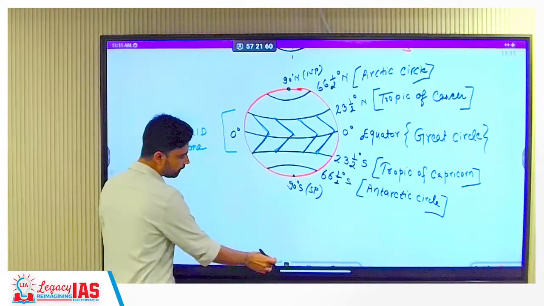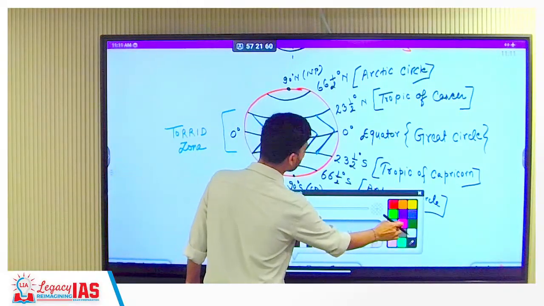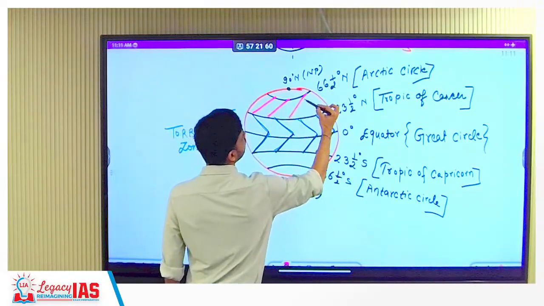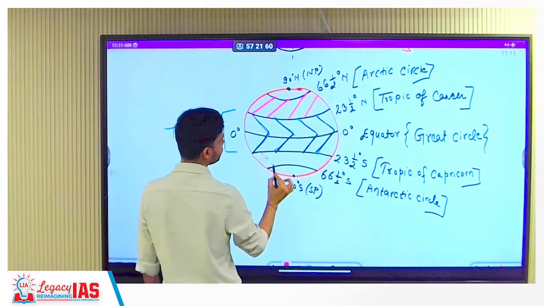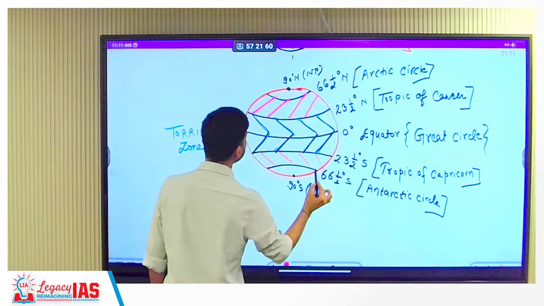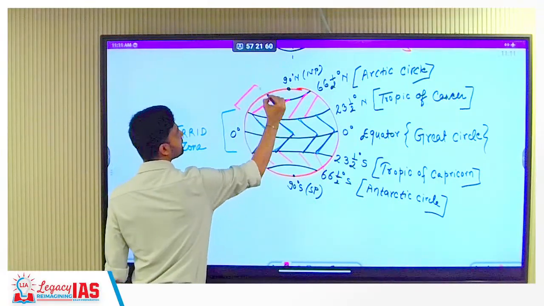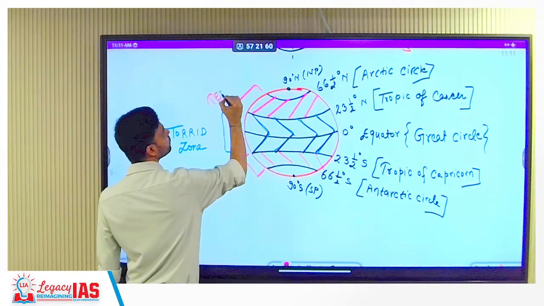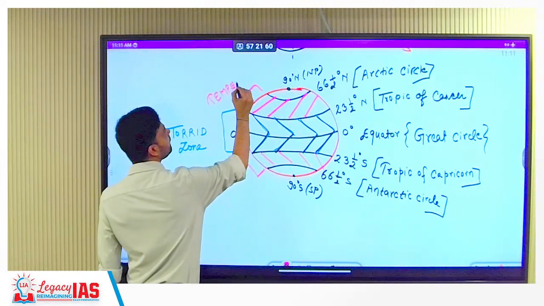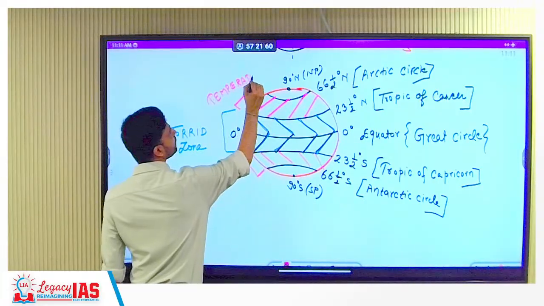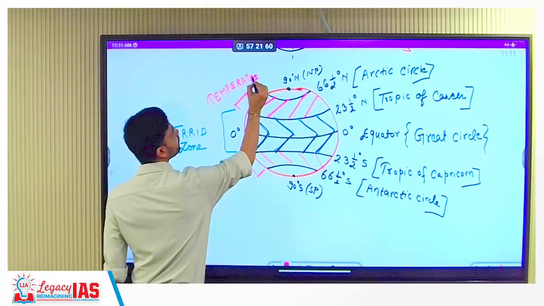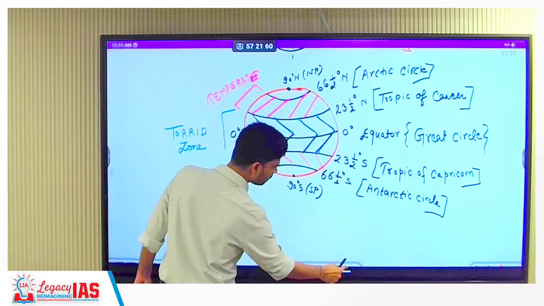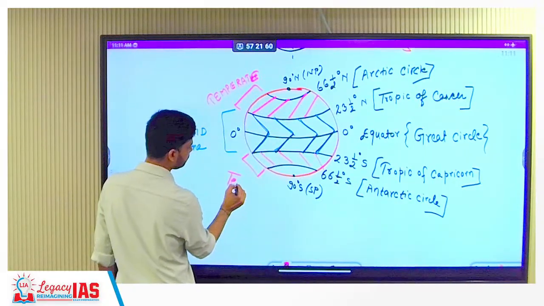Then you have the area between 23.5 degrees north to 66.5 degrees north, and the corresponding area in the south. This is the second heat zone, referred to as the temperate zone. Temperature is slightly lower than in the tropical areas. Temperate zone, and this side also temperate zone.